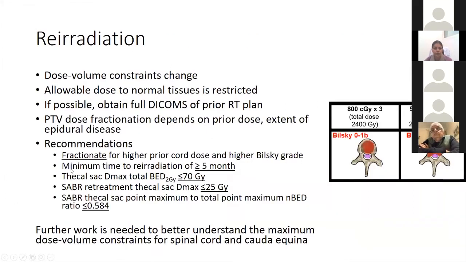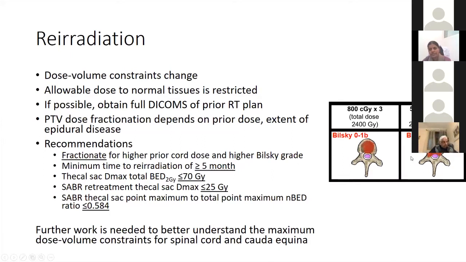For re-irradiation, the dose constraints will change. We have to allow for the previous dose received. If possible, look at the entire previous plan. And usually a more fractionated course is used. Single fractions are less commonly possible. And we have to ensure that the prior course of radiation was at least 5 months ago, and the previous radiation therapy doses received to the thecal sac or the cord are known. And we have to restrict ourselves to a BED of 70 gray total and a BED of 25 gray or lesser for the retreatment.